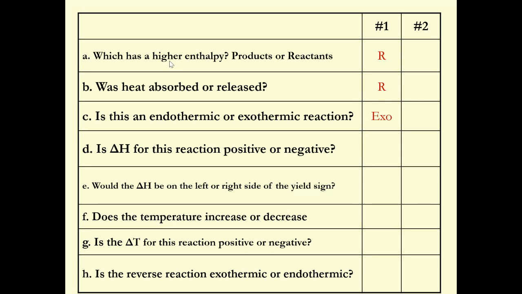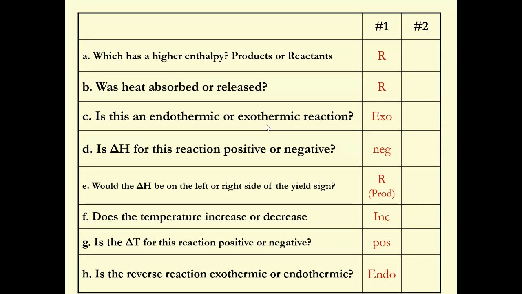So we'll look at the characteristics of an exothermic reaction. From the diagram, we could see that the reactants had higher stored energy and that heat was released, giving the products a lower stored energy. Whenever heat is released, it is an exothermic reaction. Delta H is negative, a low final value minus a high initial value.